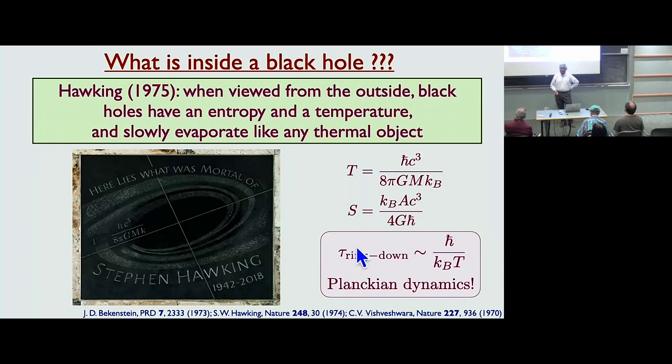So that's the first hint, strange as it may seem, of some connection between superconductors and black holes. Superconductors have this collision time, which is h bar over kT, and black holes have a ring down time, which is also h bar over kT. That could be a coincidence, but I'm going to argue it's a bit more than that. All right.